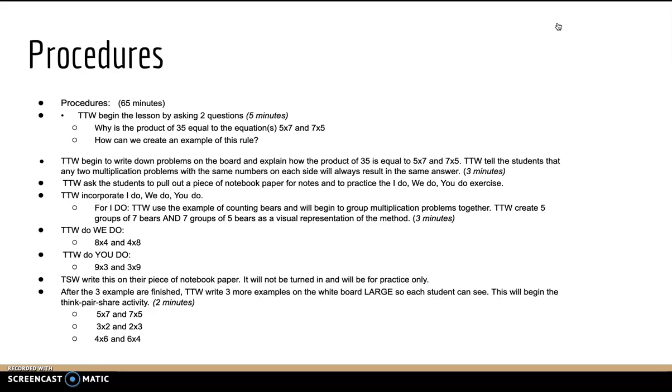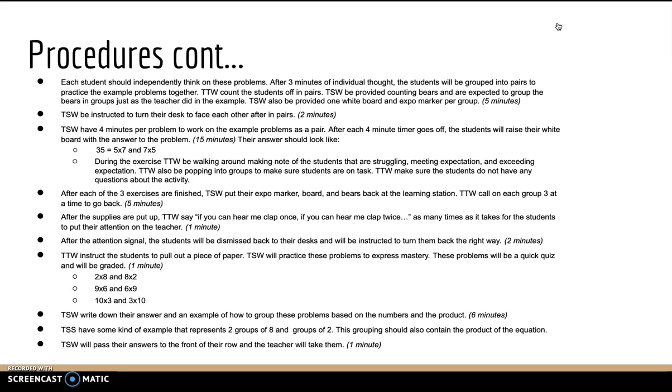After the examples are finished, I'm going to write 3 more examples so the students can see them large on the board, and we're going to begin the think, pair, share activity. Those are the 3 examples right there: 5 times 7, 7 times 5, 3 times 2, 2 times 3, 4 times 6, 6 times 4. Each student should independently think on this. This is going to be the think part.